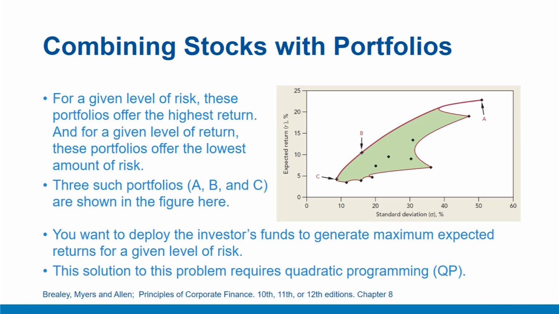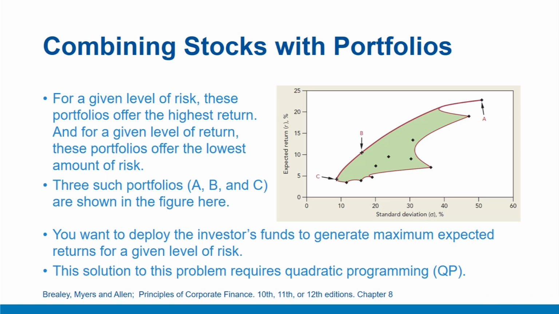The investment problem discussed here is similar to the capital rationing problem. You want to deploy the investor's funds to generate maximum expected returns for a given level of risk, that is, standard deviation. While graphical interpretation may give us the intuition to select the optimum portfolios, the actual mathematical solution of the problem requires quadratic programming.